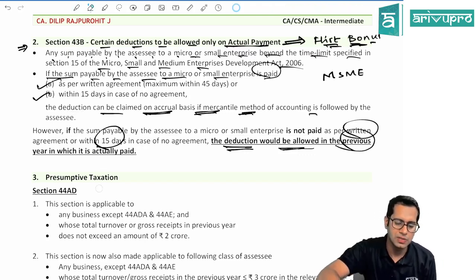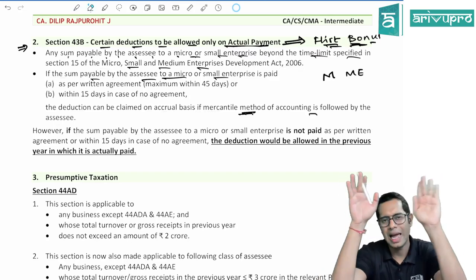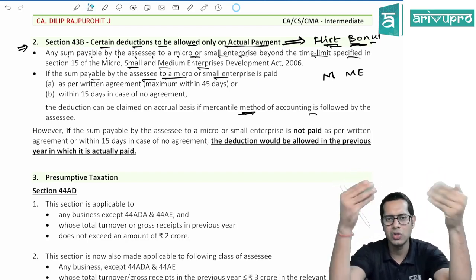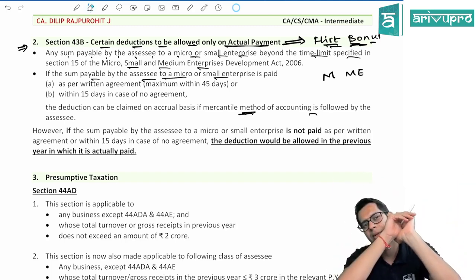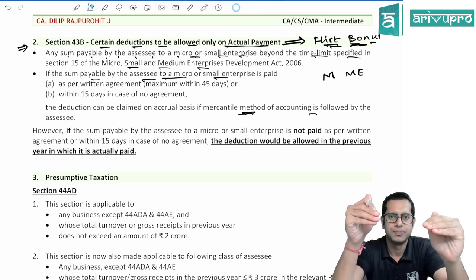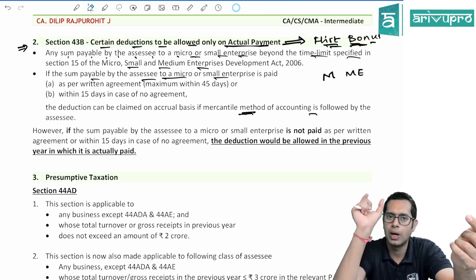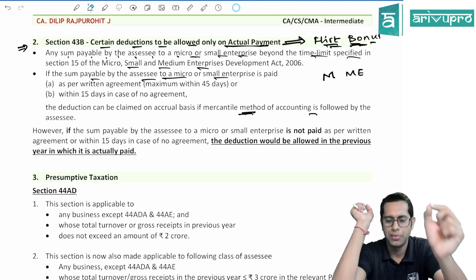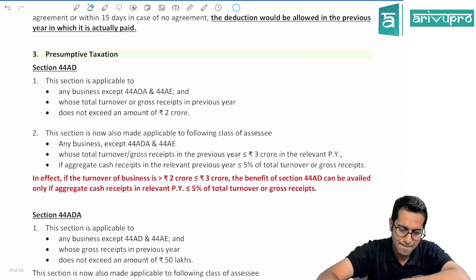Meaning, certain expenses will be allowed on payment basis. Normally, as per your agreement, or within 15 days if there is no agreement, you are required to make the payment to MSME. If you don't make the payment within this time limit, then in the year in which you make the payment, not when you book the expense, you will have to claim the deduction of that expense.